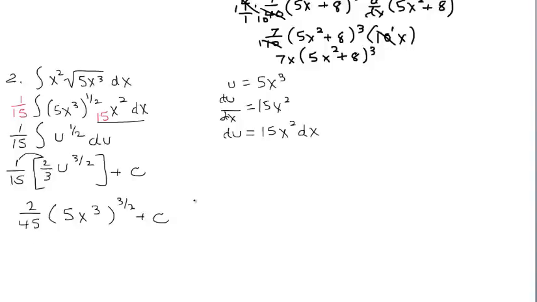If you wanted to, another form of this answer would be to rewrite it as a radical. It's this quantity, 5x cubed to the 3rd power, and the square root. So the numerator is your exponent on the inside function. Your denominator is the root. Either one is acceptable.